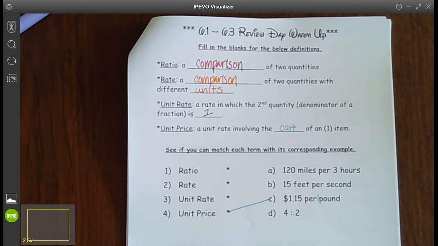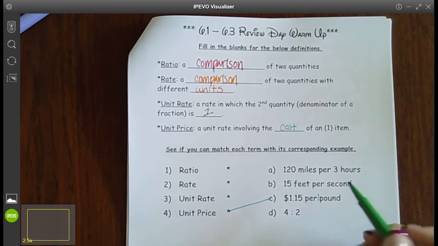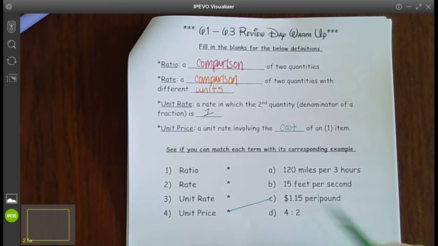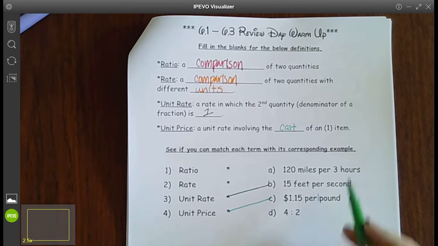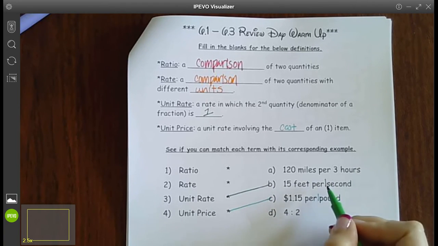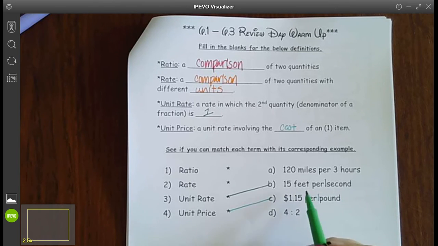Now, unit rate also has a denominator of 1, but it doesn't have to be necessarily money on top. Okay, so 3 hours, that doesn't even have any rates or any units, so it's this one for my unit rate. Okay, because again, it has a second term of 1 per 1 second. And then if it's just a unit rate, it can be whatever I want for the first unit, versus a unit price has to be money first.